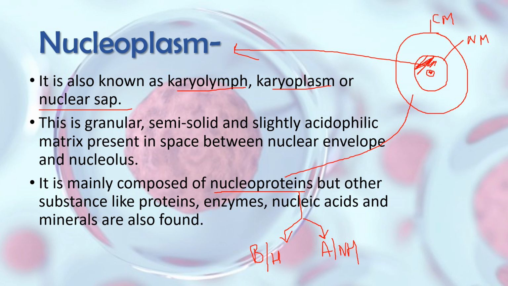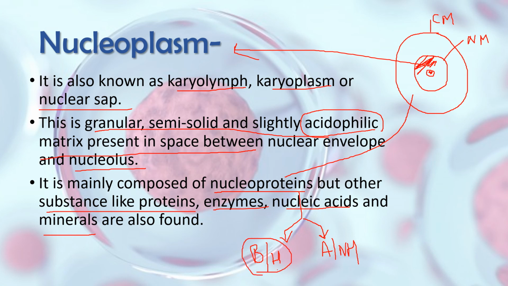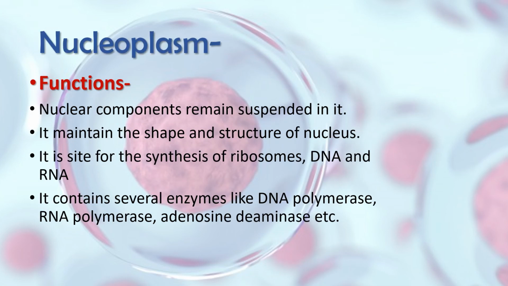Besides nucleoproteins, there are some other substances which compose this nucleoplasm. These are enzymes, nucleic acids, and minerals. Okay, so this is basically a granular, semi-solid and slightly acidophilic matrix present in the space between the nuclear envelope and the nucleolus. This is slightly acidophilic because most of the nucleoproteins are basic or histone in nature. So it is just slightly acidophilic, otherwise it is basophilic.